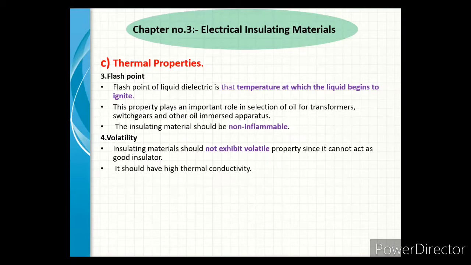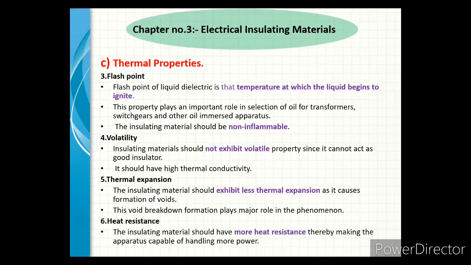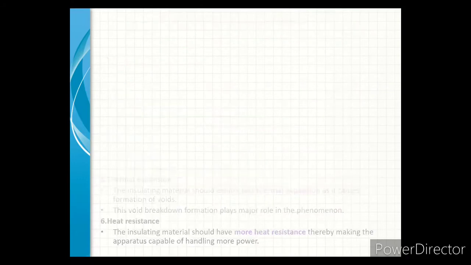It should have high thermal conductivity. Thermal expansion: the insulating material should exhibit less thermal expansion as it causes formation of voids. These voids play a major role in the breakdown phenomenon. Heat resistance: the insulating material should have more heat resistance, thereby making the apparatus capable of handling more power.